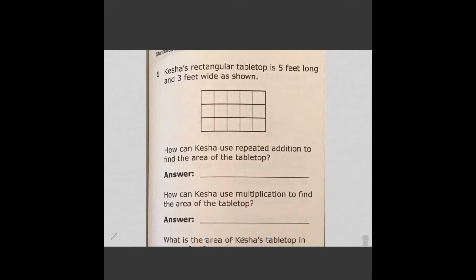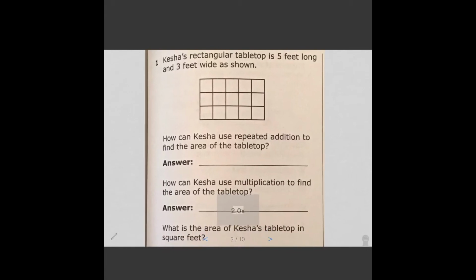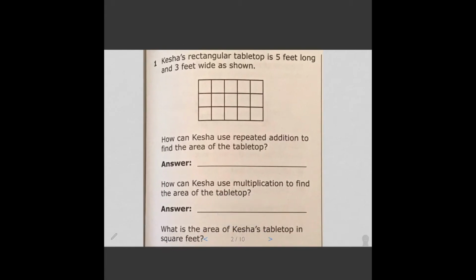So number one, Keisha's rectangular tabletop is 5 feet long and 3 feet wide as shown. Okay, so I'm looking at her tabletop. How can Keisha use repeated addition to find the area of the tabletop? So that's simple. That's just like if we look at arrays. We're going to look at our rows and see how many are in each row. So count with me.